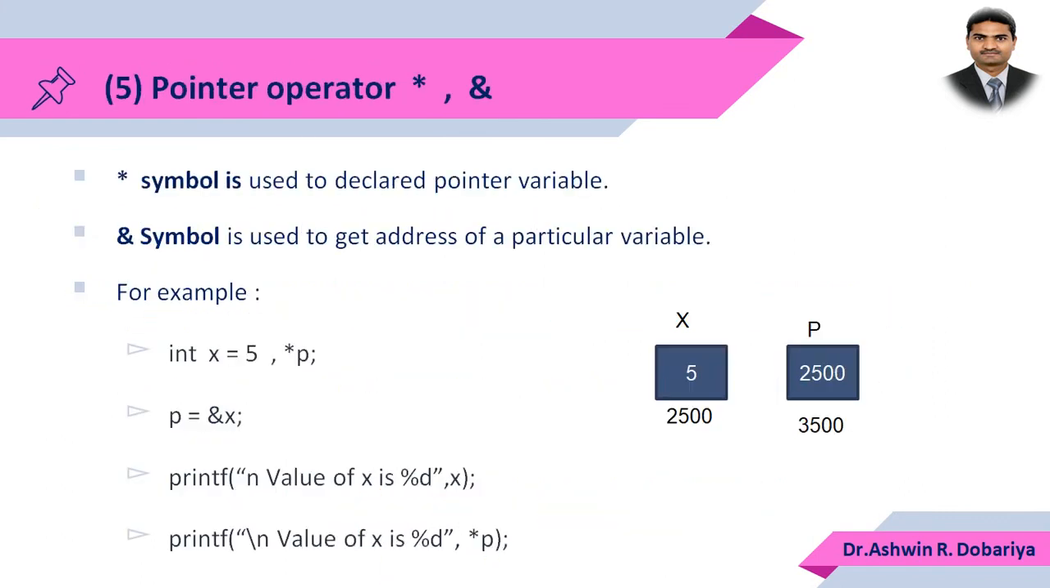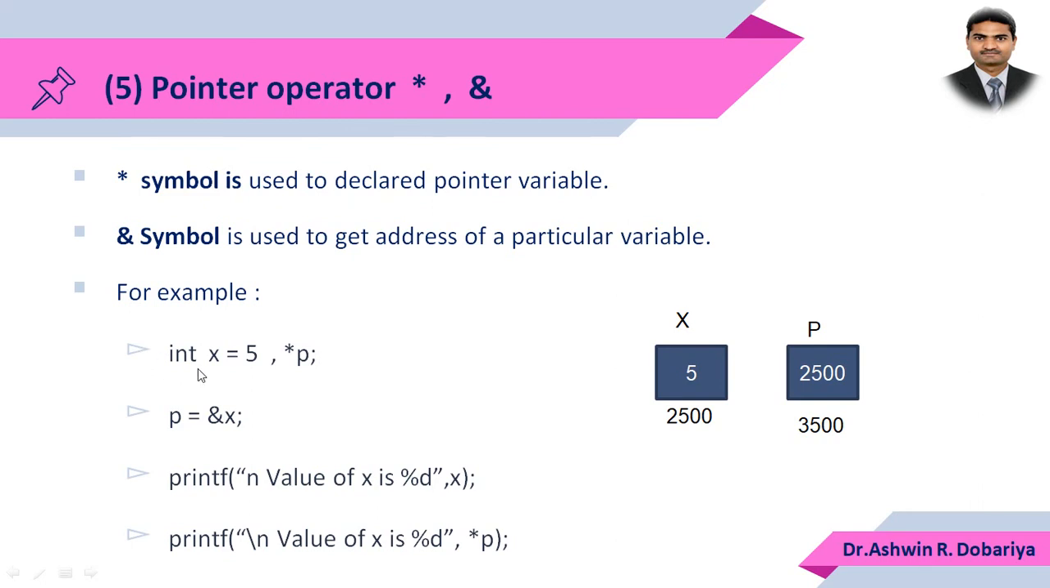I hope friends you understood the overall concept of the sizeof operator. Then the special kind of operators, that is asterisk and ampersand. The asterisk symbol is generally used in pointer declaration. If I write only x is equal to 5, then x is a normal variable, but if I write an asterisk before that, then it is a pointer variable. And the ampersand symbol is used to access the address of any variable.